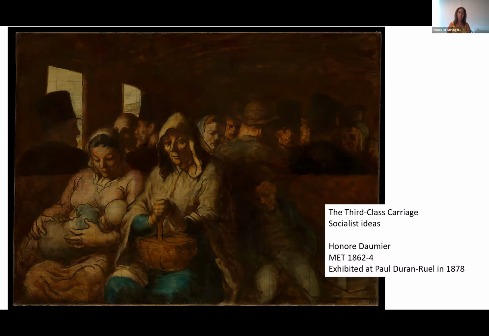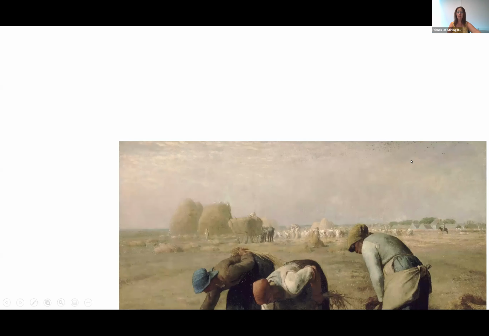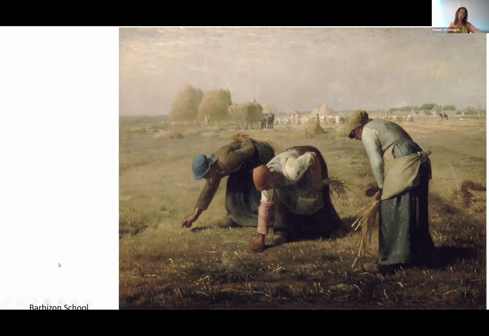Like we see here, poor people traveling in the third-class carriage, and he is capturing their images, their expression, their sadness, and poor people that abound in Paris at the time. The Barbizon School is also one of the forerunners of the Impressionists.